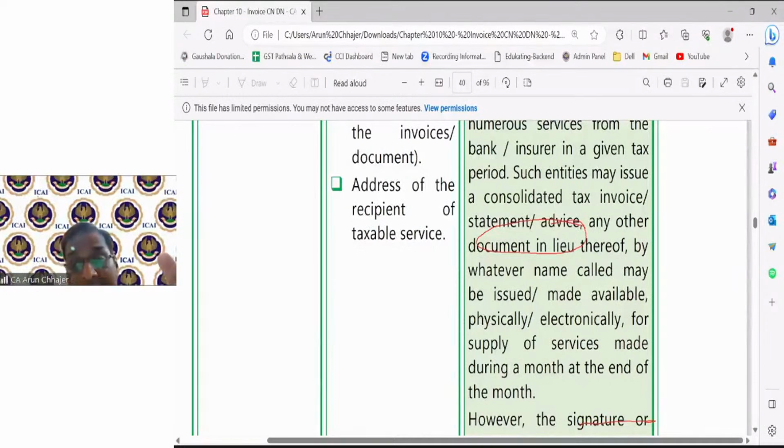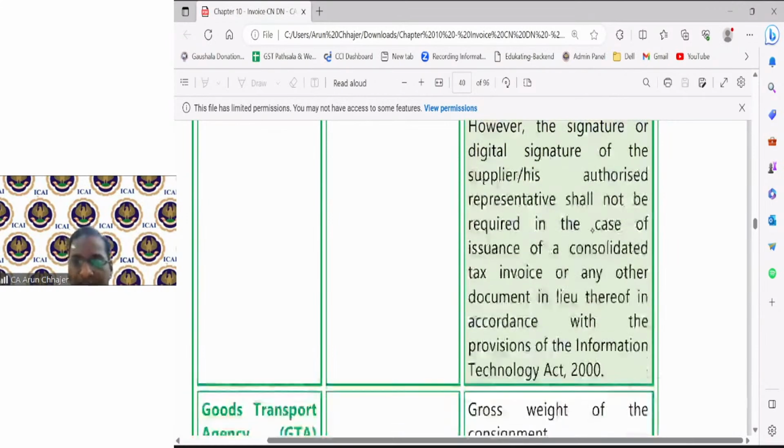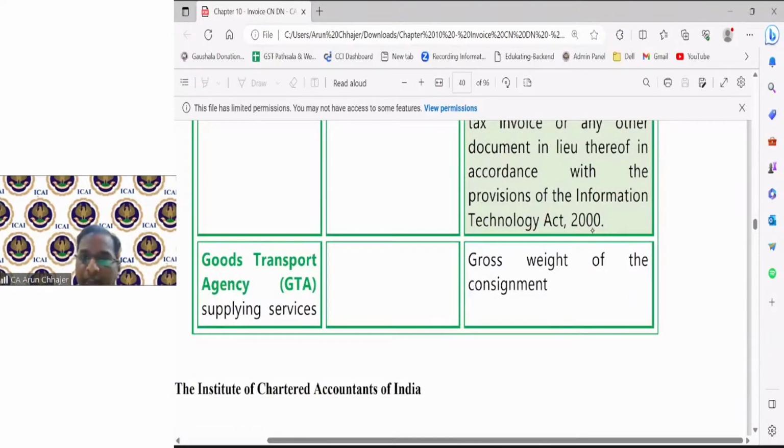But if it is a banking company, then at the end of the month, he can issue the consolidated invoice or a statement or advice, any other document in lieu thereof by whatever name called, electronically or physically, for the supply of the service made during the month at the end of the month. Then signature or digital signature, okay.